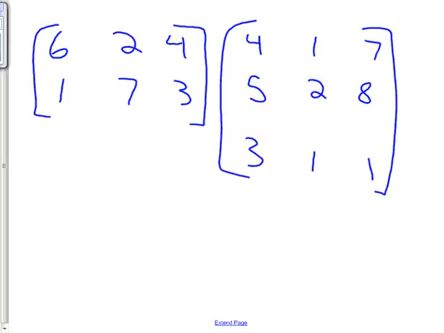So here I have two matrices. Here we have a 2 by 3. Here we have a 3 by 3. These middle numbers here are the same.